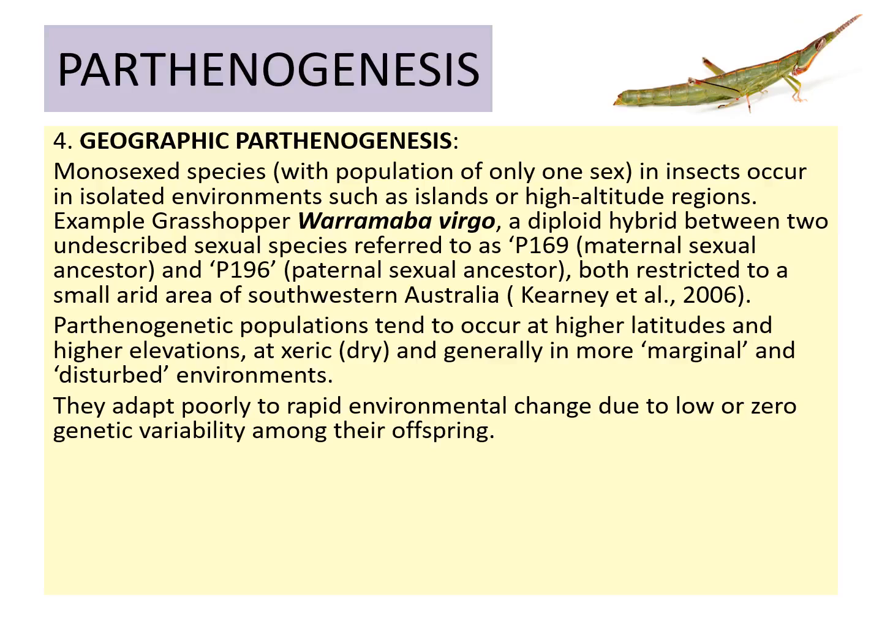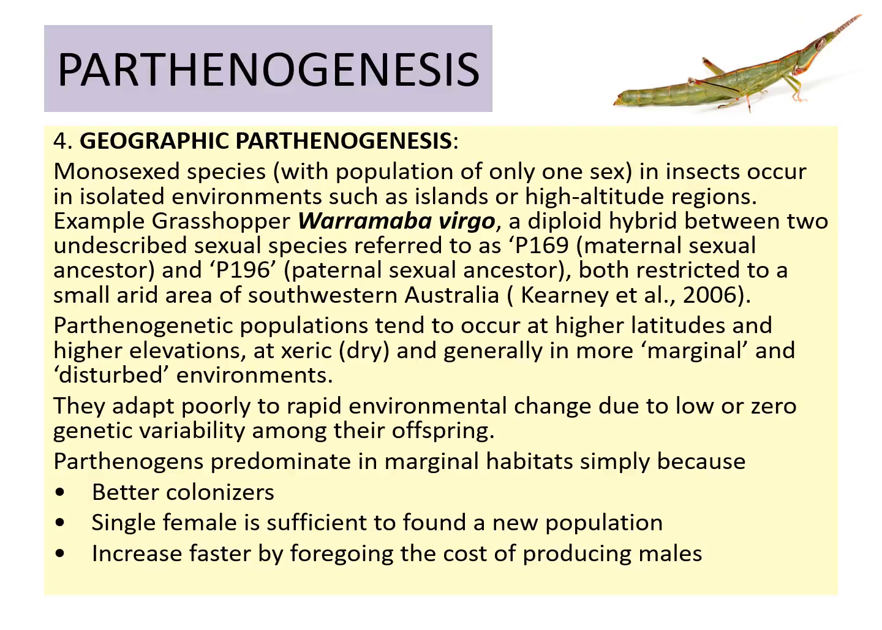They adapt poorly to rapid environmental changes due to low or zero genetic variability among their offspring. Parthenogens predominate in marginal habitats simply because they are better colonizers. A single female is sufficient to found a new population, which increases faster by forgoing the cost of producing males.